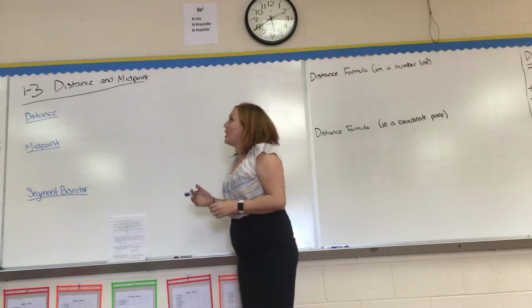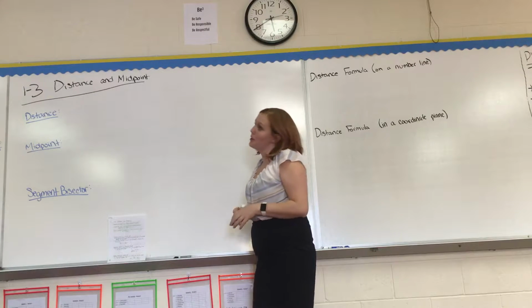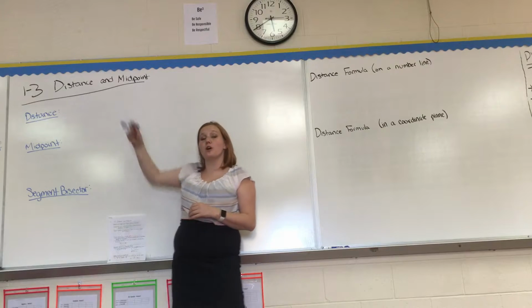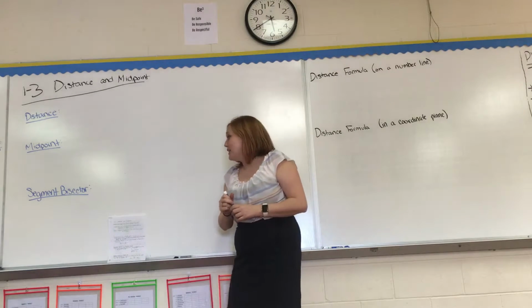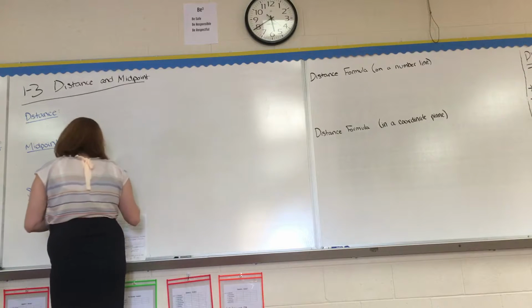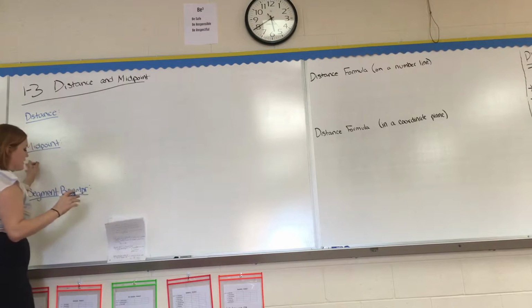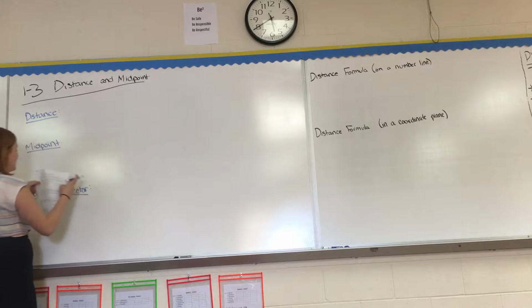Welcome to geometry. We are going through the Glencoe book and we are on chapter 1, section 3. This is the distance and midpoint formulas. So first off, we're going to start with some definitions. Our first definition is distance.